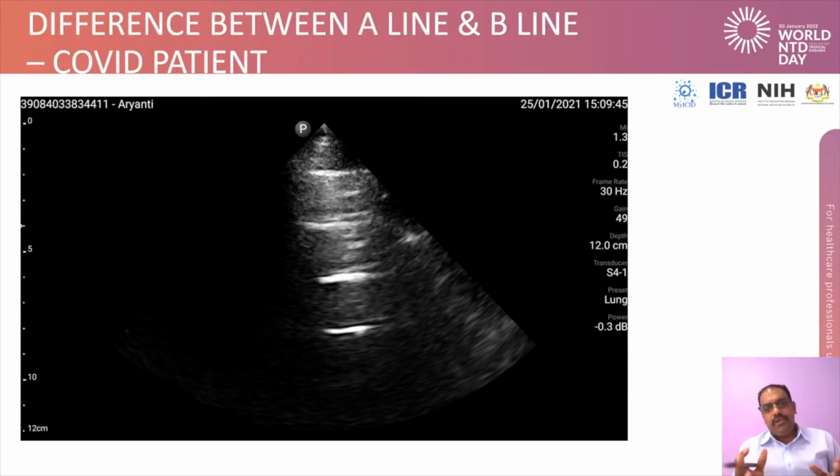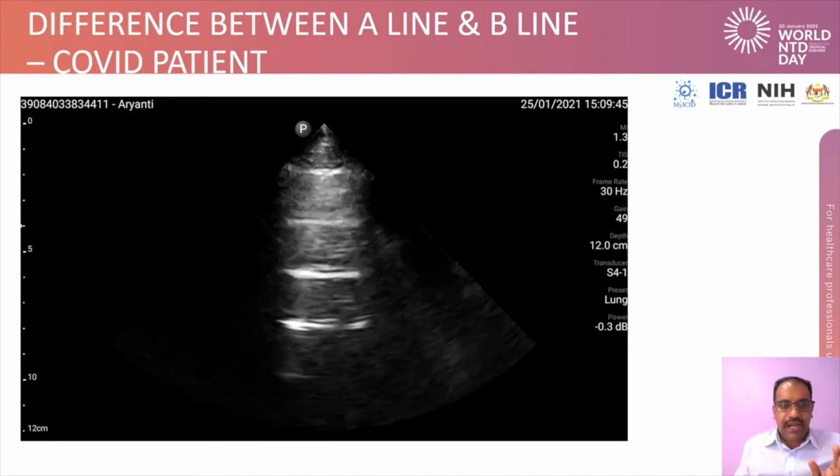So this video is a lung scan of a patient with COVID, not a dengue patient. The reason I put up this scan is just to show you the difference between an A line and a B line, where this patient has a ground glass appearance in the lower lobe, where the upper lobe was normal on the right lung. So here I'll be scanning his right lung and I'll be dragging the probe down towards the patient's lower lobe, where you will see a B line appearing.